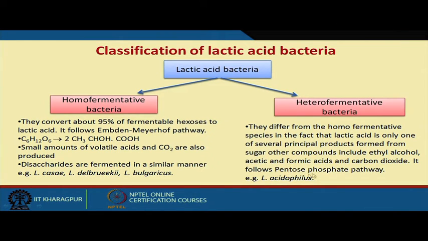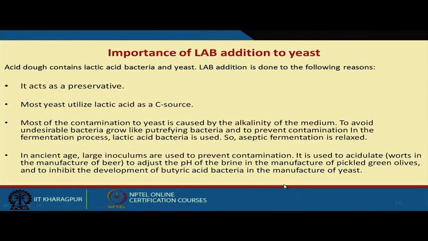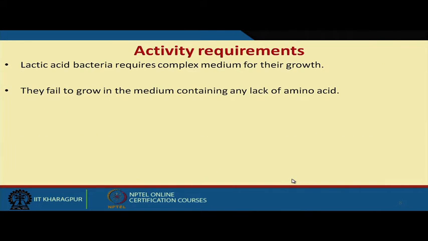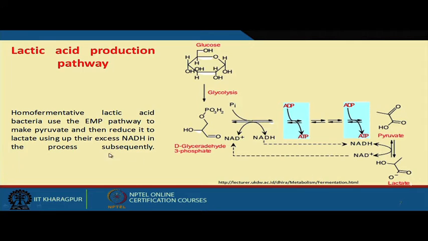It follows the pentose phosphate pathway. Let me talk about the heterofermentative process. The problem is that the product is not only lactic acid. With lactic acid you will get some additional products, for example ethanol and other things, and carbon dioxide will form in the fermentation broth.